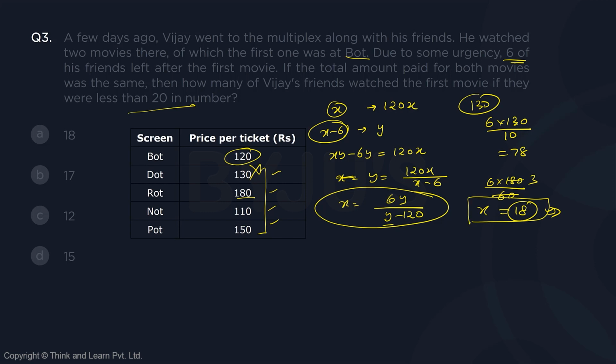Now you can do a silly mistake here, that you can mark the answer as 18, option A, but that is not the answer, because the question is how many of the Vijay's friends watched the first movie. So Vijay is excluded, right? So the answer is 17. Total number of people watched is 18. So how many of them are Vijay's friend? So you need to exclude Vijay, right? Okay, so the answer will be 17.